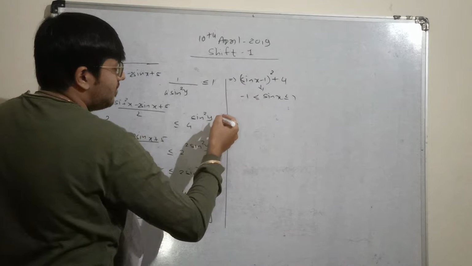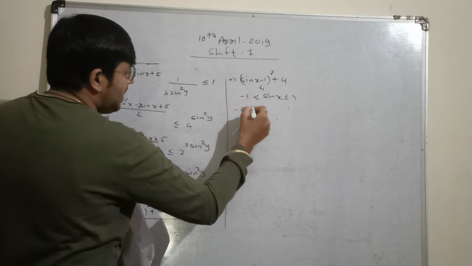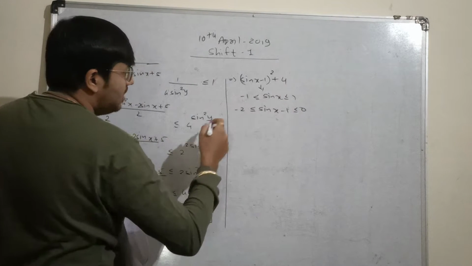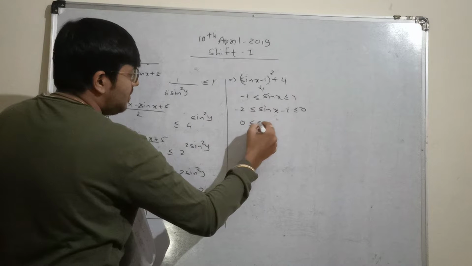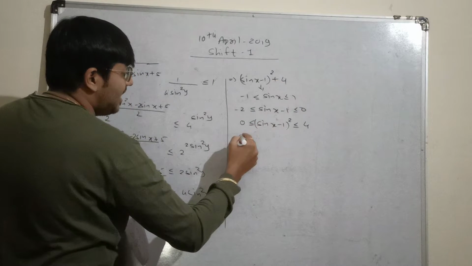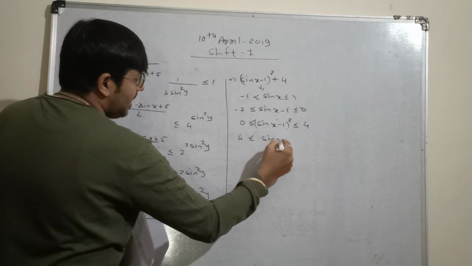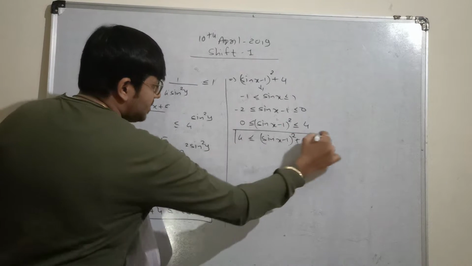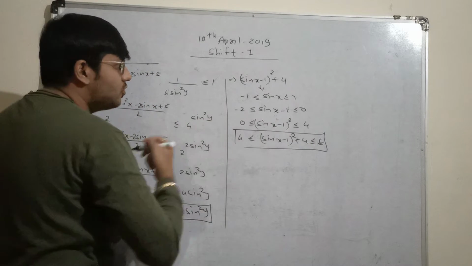If I subtract 1 from both the sides, so it will be minus 2 less or equals to sin x minus 1 less or equals to 0. If I do the square, then it will become in between (sin x minus 1) whole square 0 to 4. And then if I add 4 both the sides, so I'll get 4 to 8. So left side function has range in between 4 to 8.